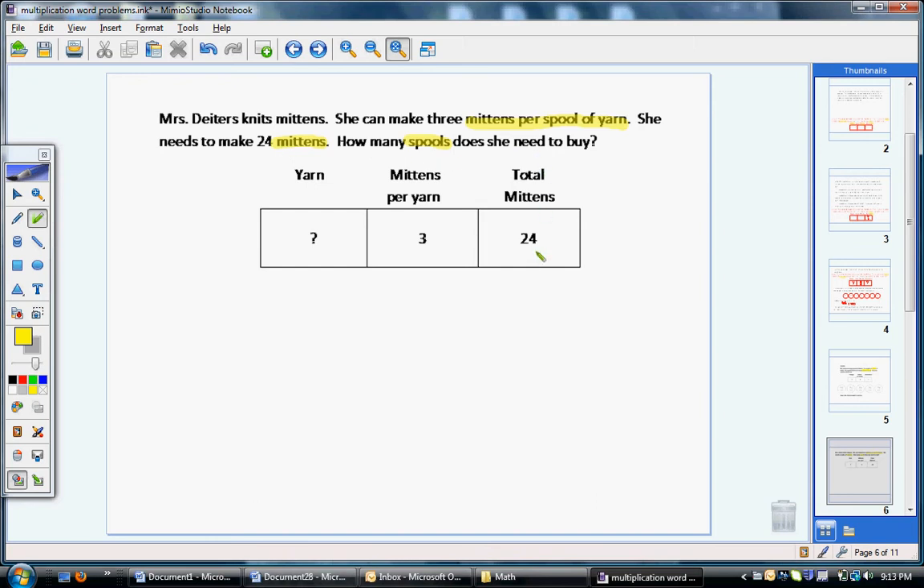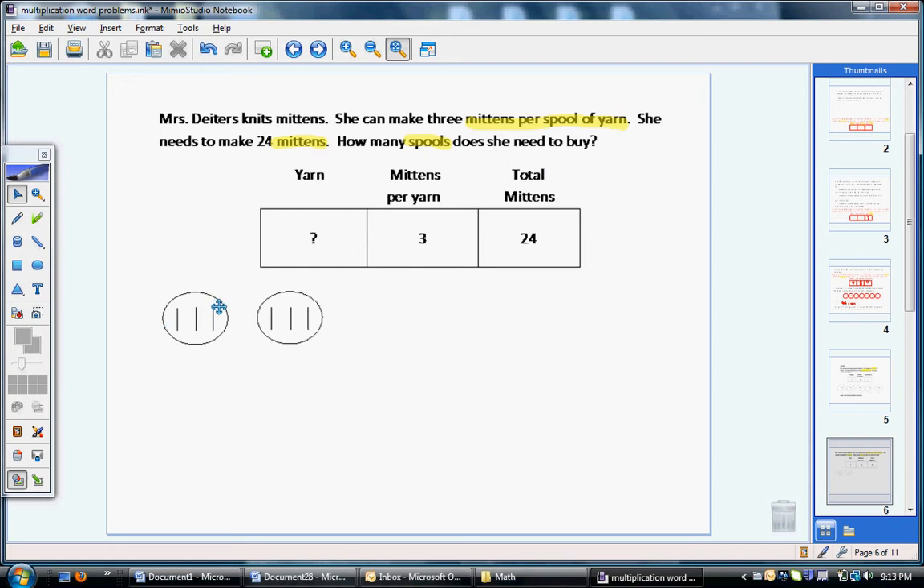Now I'm ready to start drawing my picture. You may be a little nervous with the fact that you started with the question mark. That means I don't know how many groups to draw in the very beginning. But that doesn't mean I still can't draw this picture. What I need to do now is I just need to start putting groups of 3 together to try to figure out how many groups I have until I get up to 24. So I'm going to go ahead and start with one group of 3. In this group of 3, I have 1 container of yarn. Now I need to make 24 mittens, so I need another group.